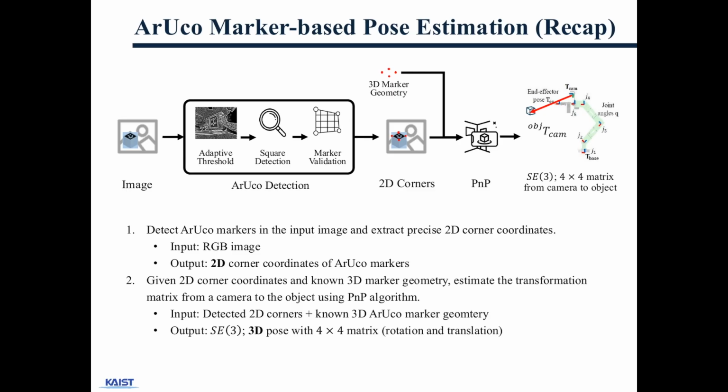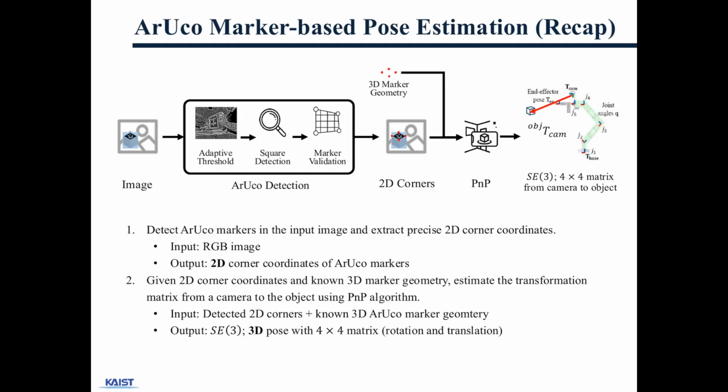All right, now let's move on to ArUco marker-based pose estimation. In this approach, we use specially designed markers called ArUco markers to estimate the pose of an object very accurately. The process consists of two main steps. First, we detect the marker in the input image. This involves several stages such as adaptive thresholding, square detection, and marker validation. At the end of this step, we obtain precise two-dimensional corner coordinates of the marker.